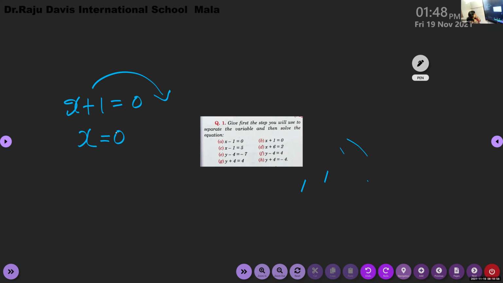What is the question given? I told you one thing you have to remember. When you shift plus 1 to the other side, what will happen? I told you, it becomes minus 1. So this is x plus 1 equals 0. When you shift it to the other side, it becomes minus 1. So what is x? x is equal to negative 1. Understood? Yes. Now another problem we can see. Next problem.